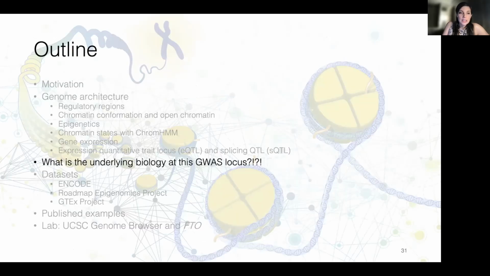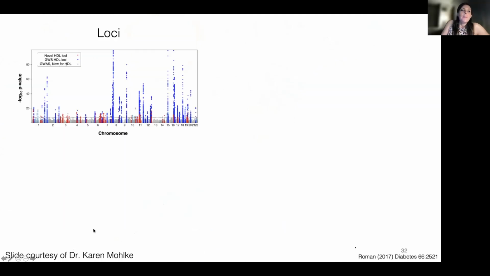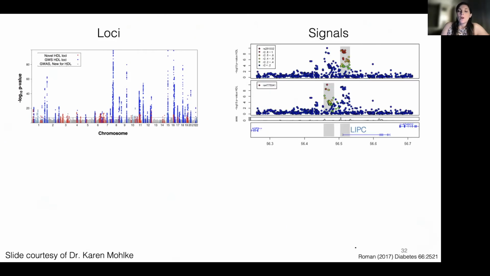So let's think back to kind of putting it all together. We perform a GWAS, we have a Manhattan plot, we have all these loci that we want to understand, because that ultimately gives us insight into understanding disease pathophysiology or how to find drug targets. We might zoom in and look at the signals with LocusZoom plots, try to understand the linkage disequilibrium patterns, understand what genes these variants are near.